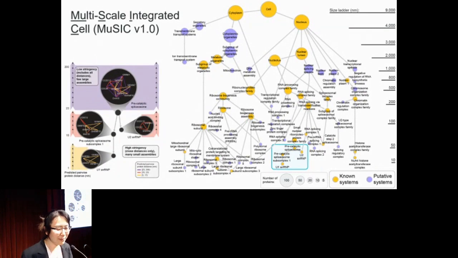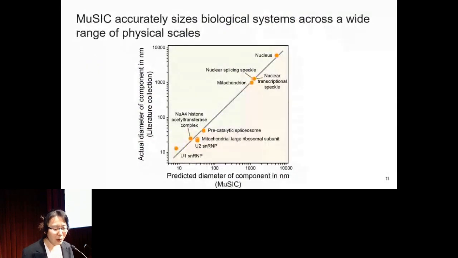So how well do we do, as I mentioned in the slides? Here we compare MuSIC predictions to what has actually been annotated experimentally in the literature. On this scatter plot, each dot represents a subcellular component. The x-axis shows the MuSIC-predicted physical size for that component, while the y-axis shows what we collected from the literature, demonstrating that we indeed accurately size and capture biological systems across a wide range of scales.